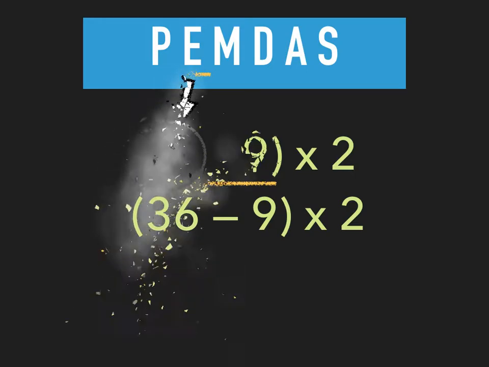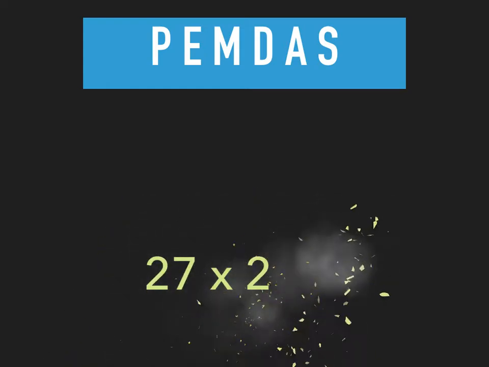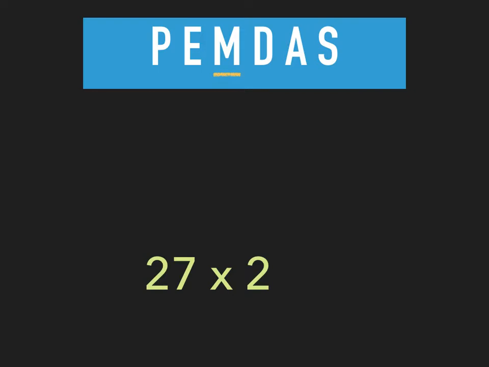Now, I still want to focus on what is inside those parentheses. So I need to figure out first what 36 minus 9 is. That gets me to an answer of 27 times 2. My next order that I need to follow is multiplication, which happens to be the last operation I have in this problem. And I can figure out that 27 times 2 equals 54.